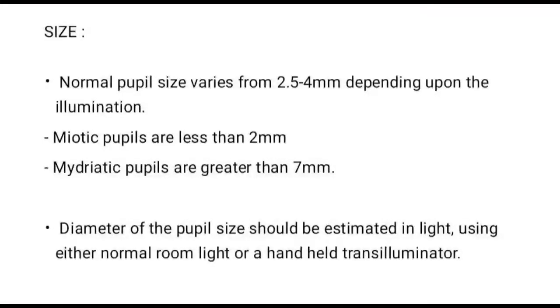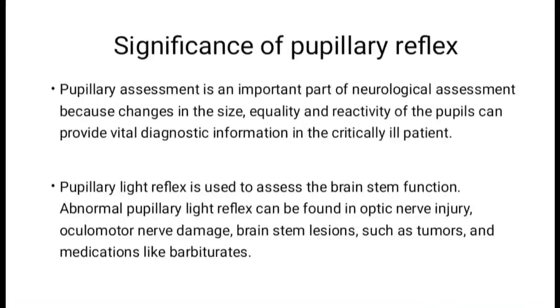Miotic pupils are less than 2 mm. Mydriatic pupils are greater than 7 mm. Diameter of the pupil size should be estimated in light using either normal room light or a handheld transilluminator.